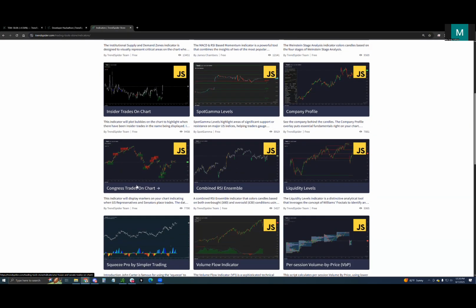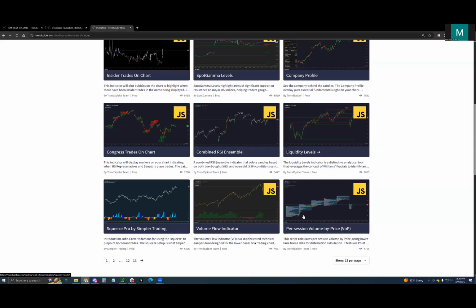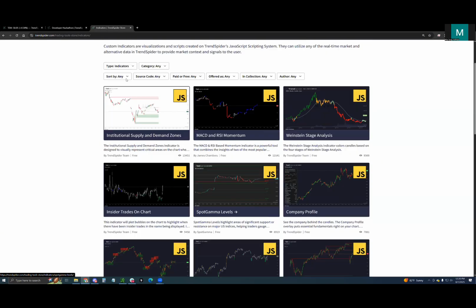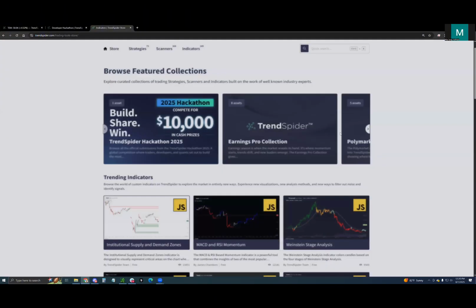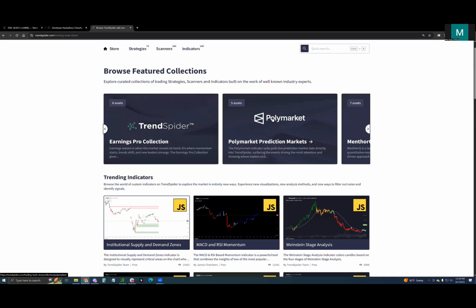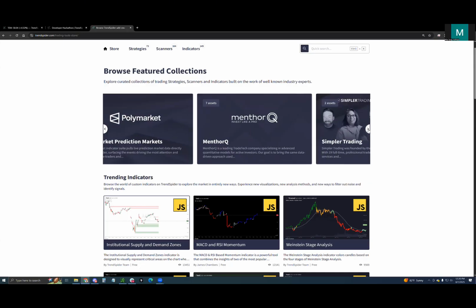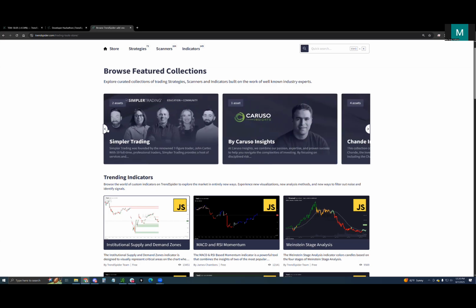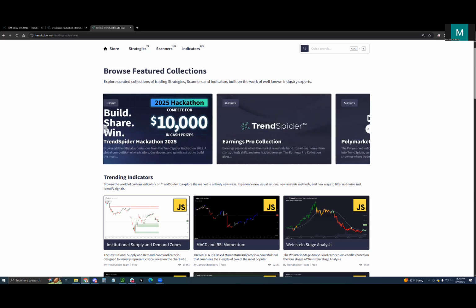You can see the Congress trades on chart. We have per session volume by price, the Squeeze Pro, and we actually have a bunch of people that submit their own stuff. We have Polymarket indicators now as well, the prediction markets you can plot around your charts. We'll do partnerships with people. We have the simpler trading guys. So much stuff on our store that you can use.